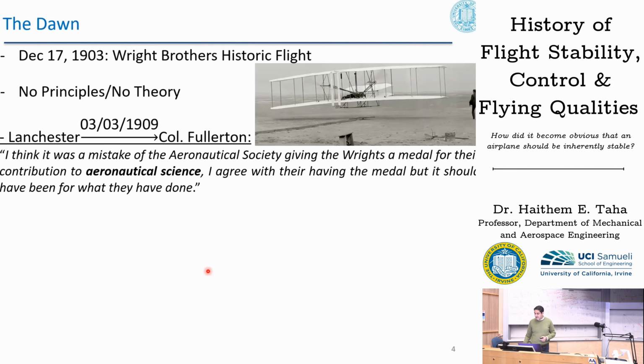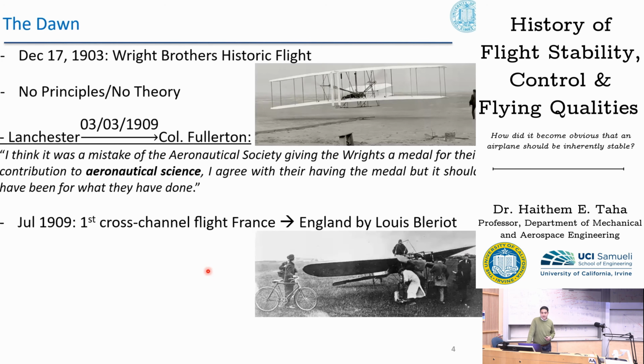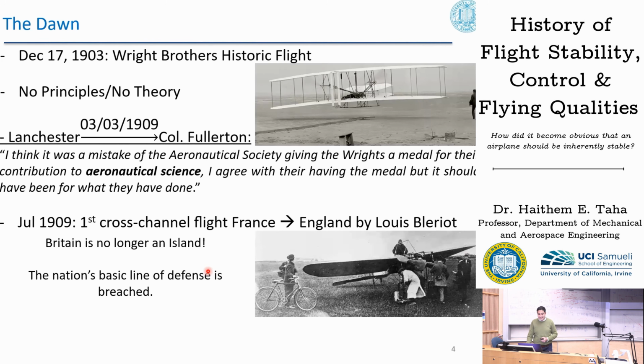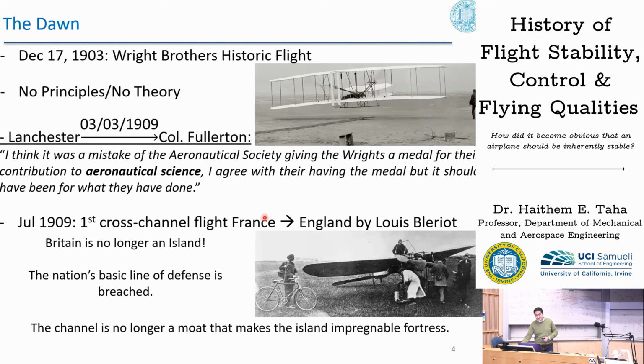One of the interesting incidents at the time was the first cross-channel flight from France to England by Louis Blériot. Newspapers in England came out the next day with headlines saying, Britain is no longer an island, the nation's basic line of defense is breached, the channel is no longer a moat that makes the island an impregnable fortress. As you can see from these dates, there was already political tension in Europe, and the emergence of a new machine that could change the course of an impending war made the situation even more inflammatory.